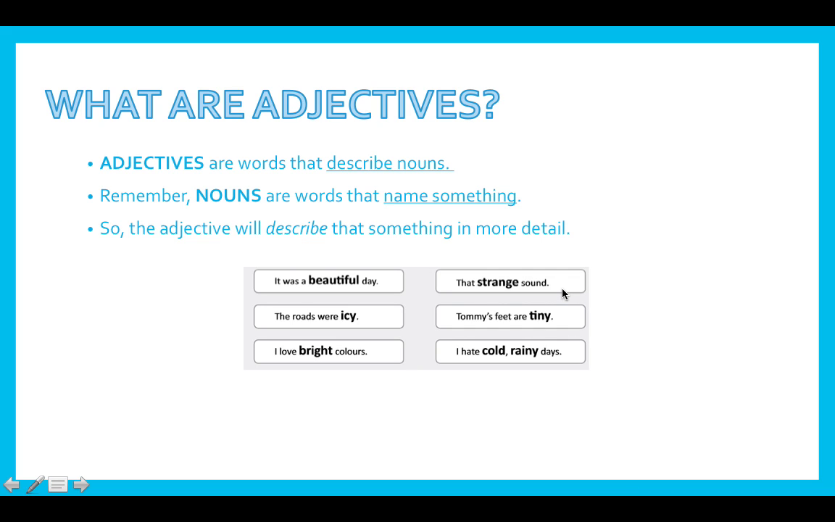That strange sound. So it's not just a sound, it's strange. The strange is the adjective. The roads were icy, so the word icy is describing what the roads were like. Tommy's feet are tiny. Again, this adjective, tiny, is describing the noun, which is Tommy's feet. I love bright colours. It's not just colours that they love, it's bright colours. And finally, I hate cold, rainy days. This one uses two adjectives, cold and rainy, to show how much the person hates cold days and rainy days.